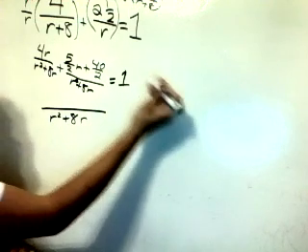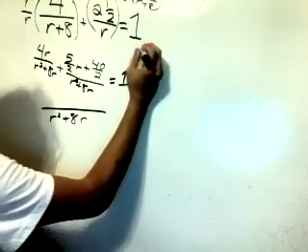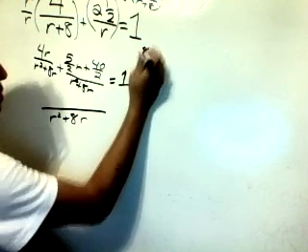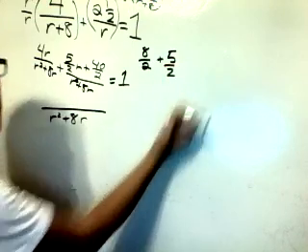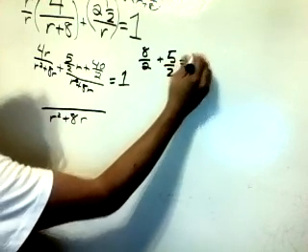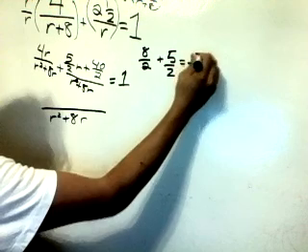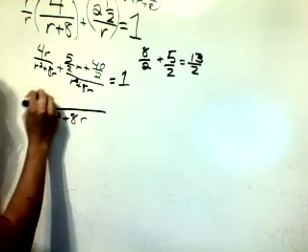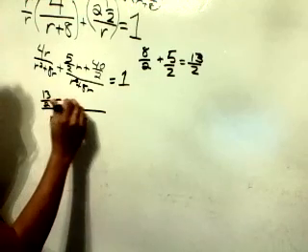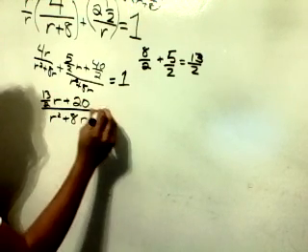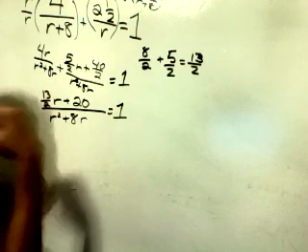Well, let's do that to the side a little bit. 4 is the same thing as saying 8 over 2 plus 5 halves. That's equal to 13 halves. So this becomes 13 halves r plus 20 is equal to 1.